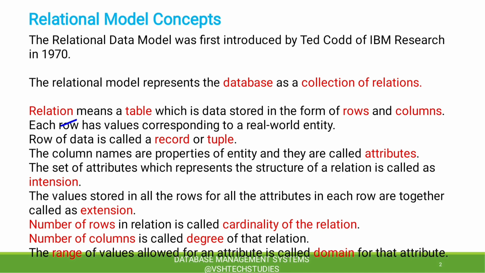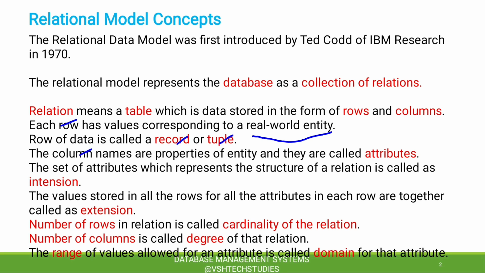Each row has values corresponding to a real world entity. Any object that we find in the real world is called an entity. For example, student. So student related data will be stored in one relation or table called student. In that, one row has all the details regarding one student entity. Like that, many rows means many student entity details will be stored. A row of data is called a record or tuple.